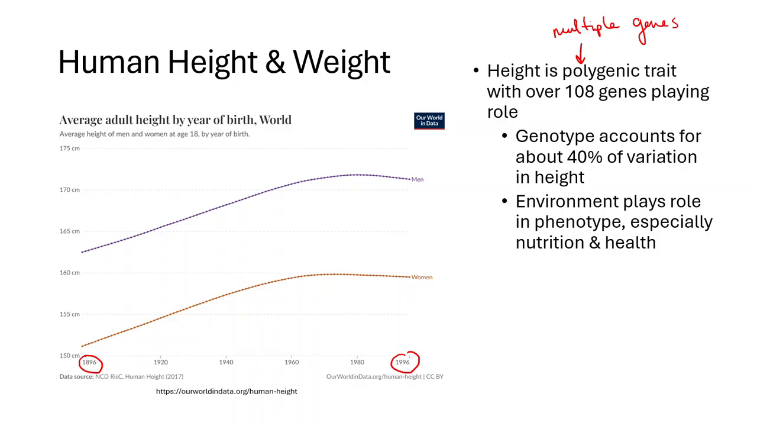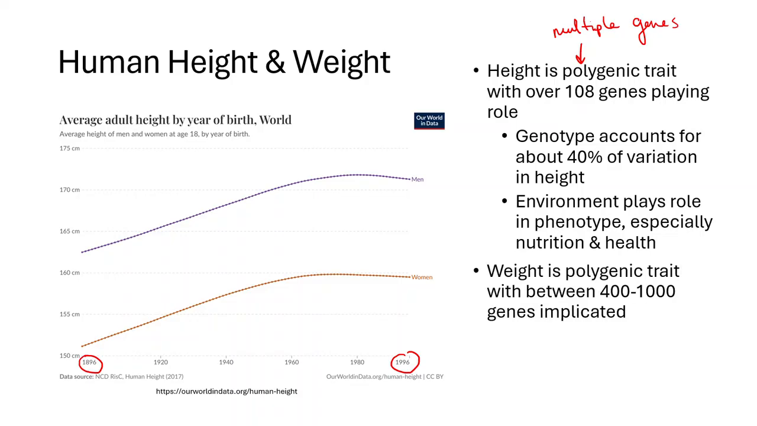This isn't because the gene frequencies have changed. This is because the nutrition has been better for most people. They have plenty of food to eat. Healthcare has improved. And so people have been able to reach their full potential for height based on their genes.